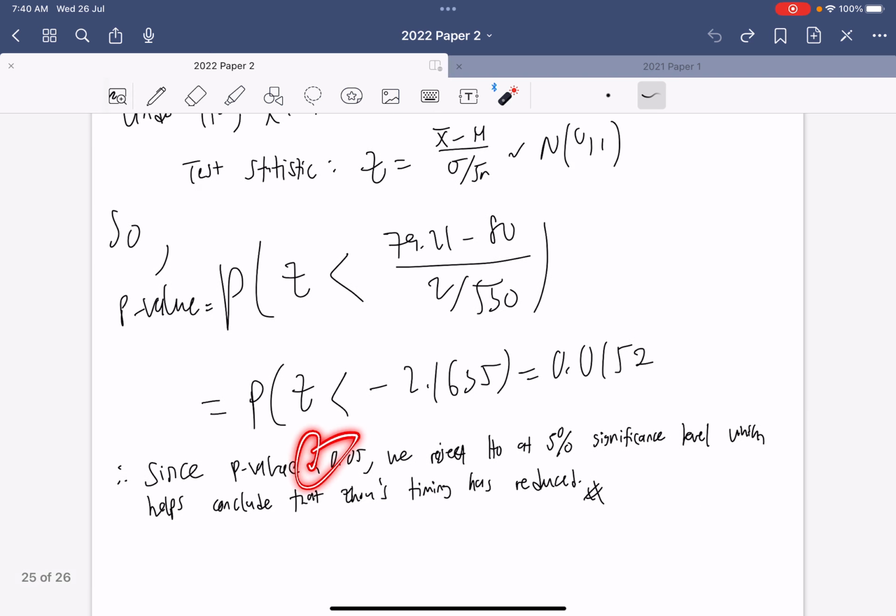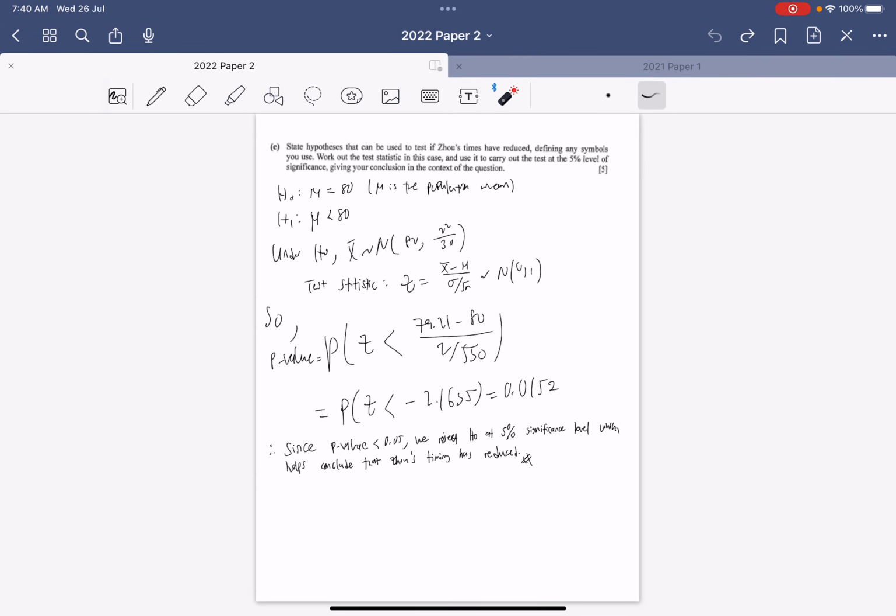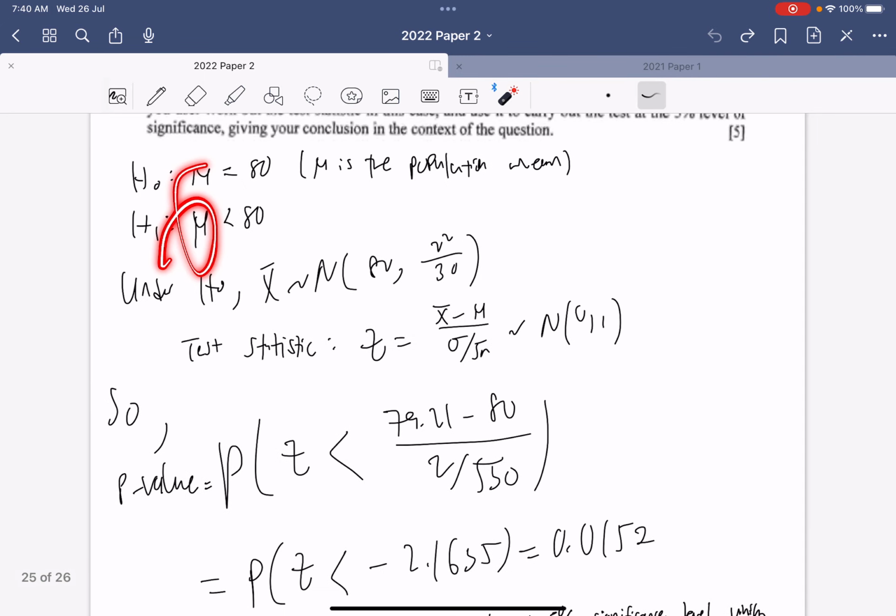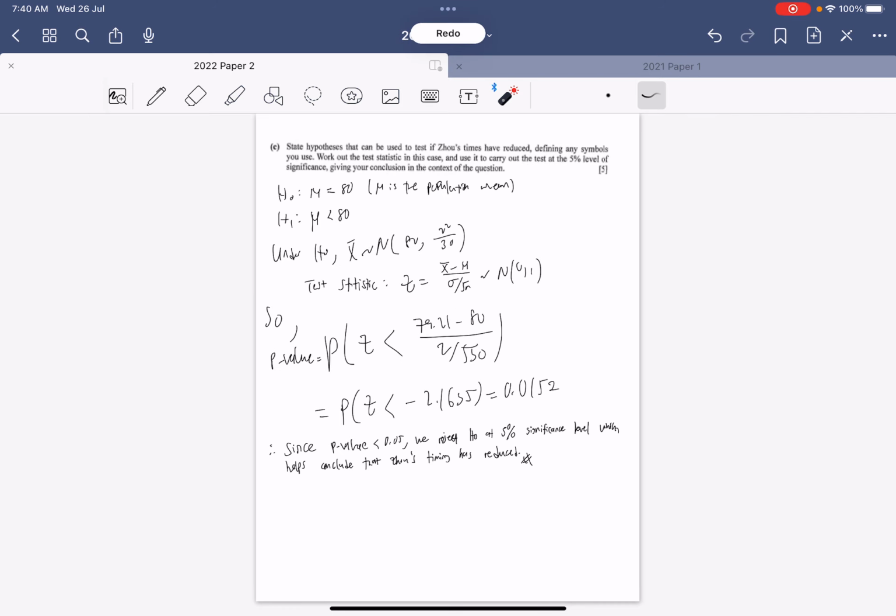And since the p-value is less than 0.05, we can reject H0 at the 5% significance level and conclude that the timing has been reduced actually. So you reject H0, we say that H1 is true.